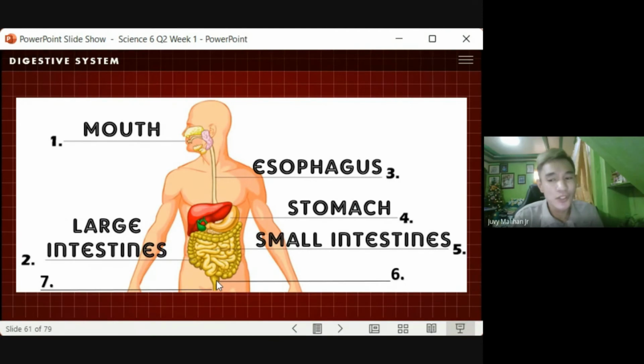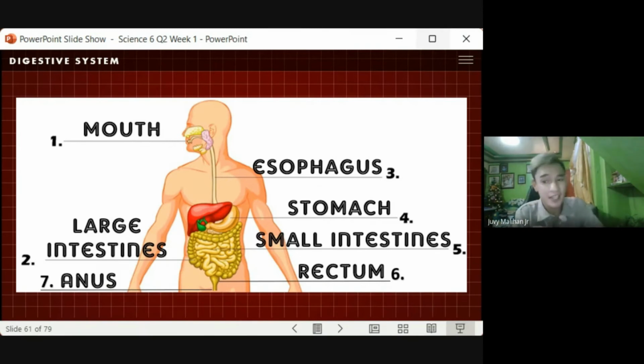Is that anus or rectum? Very good. That is rectum. And of course, this one is our anus. Very good. Okay, so please familiarize yourselves with the parts of the digestive system and where these parts are located.